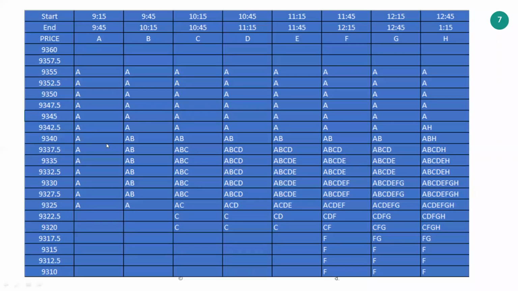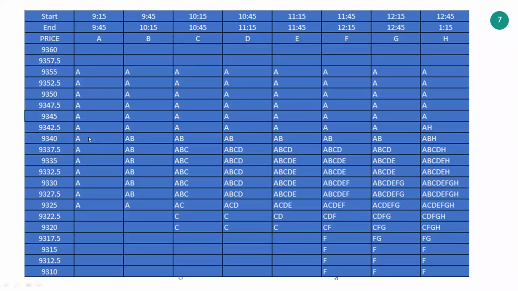So this is a sample chart from 9:15 to 9:45. It records the price activity of letter A. So letter A is the first half hour price activity. Price keeps on moving up and down, up and down. As I said, it doesn't record where the high was. It records only how high the price went, how low the price went. It doesn't record where the price opens or where the price closes. It's needless to look into that information.